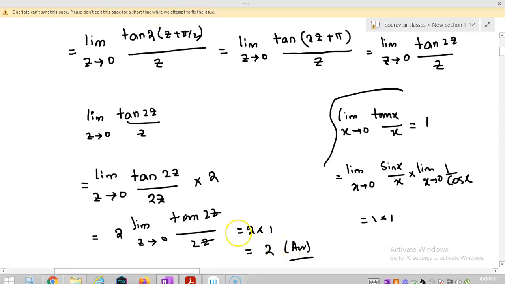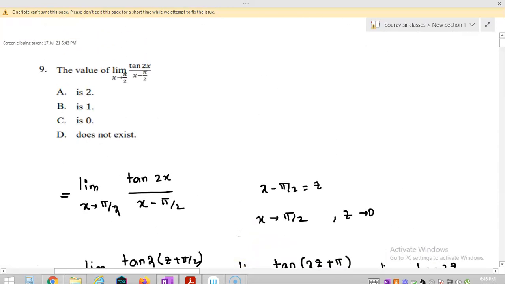So we have solved this question. Let us see the options. You can see that 2 is our option A. So option A is our correct option. So we have solved it. It was again an easy question, right students? So let's solve question number 10.